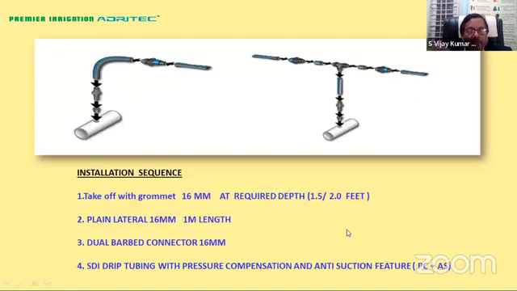And when we come again to the installation, we have to follow a sequence. So what is the sequence? All of you know that from the submain, we will be taking a takeoff and a grommet. And from there, this is going to be at a certain depth. And from that depth, you are going to have the connection.